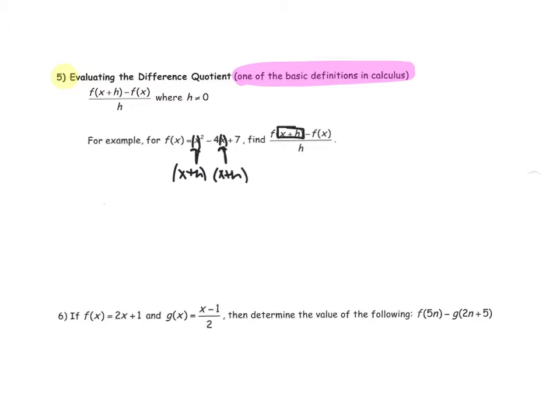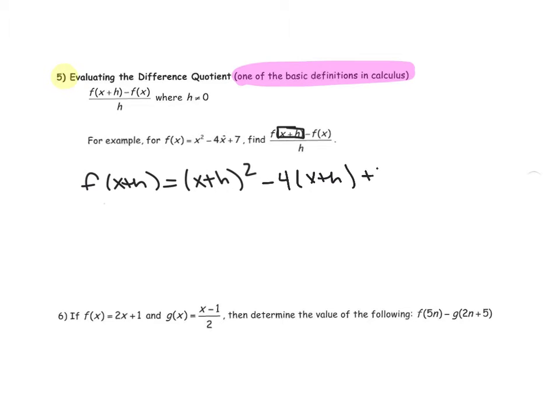So I'm going to rewrite this entire line here. Okay, so I'm just going to erase this. So wherever I have an x, we're replacing it with an x plus h. So I have f of x plus h is going to equal x plus h quantity squared minus 4 times, again, that x plus h plus 7. So all I did was plug in x plus h for x, and now I'm just going to evaluate this.